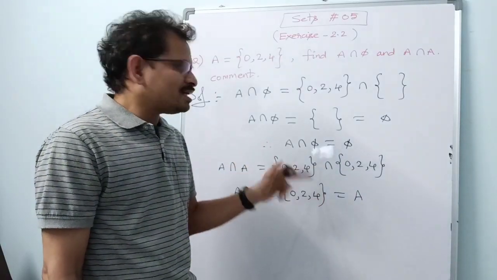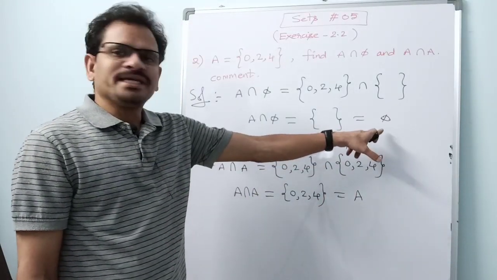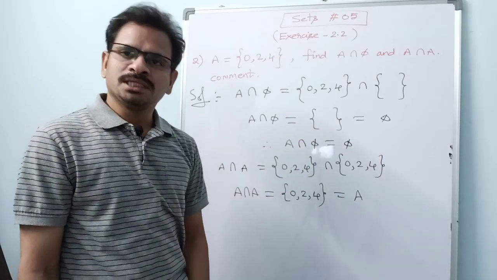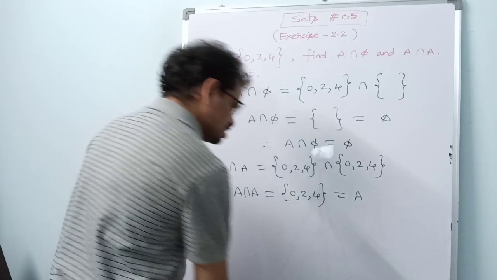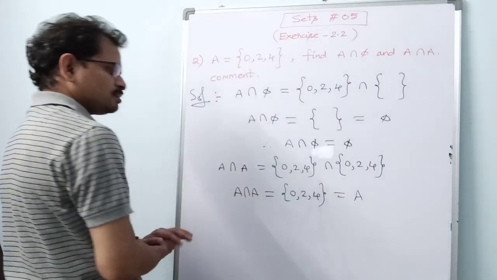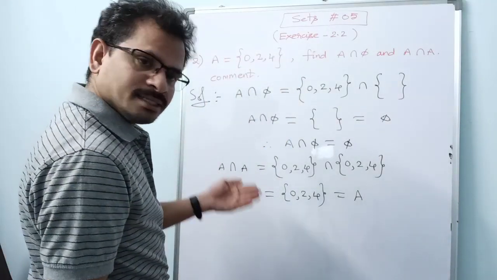Intersection of any set with a null set gives us what? We get again a null set. So keep these points in mind. Intersection of any set with a null set gives us the null set only, and intersection of any set with itself gives us the same set, right?